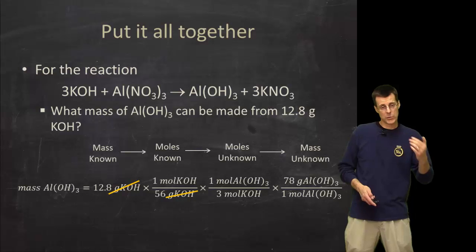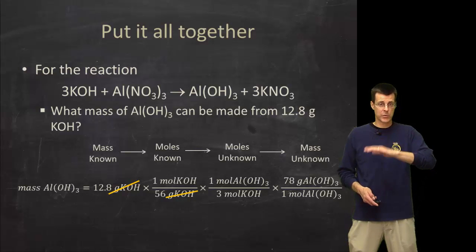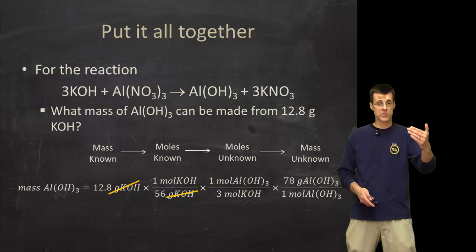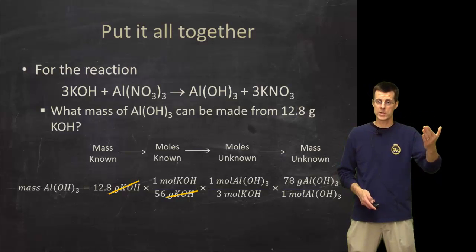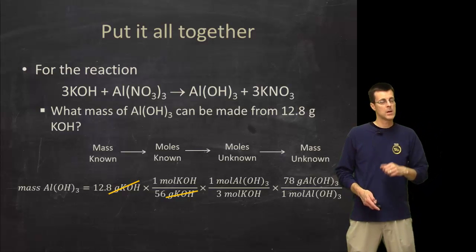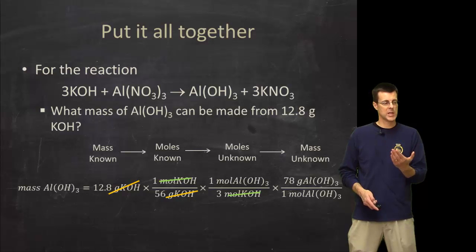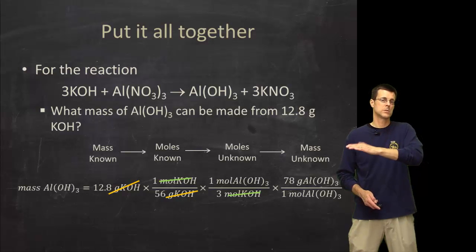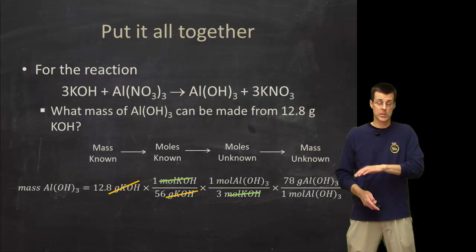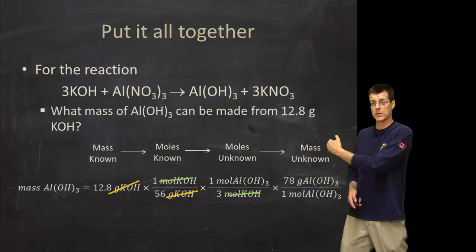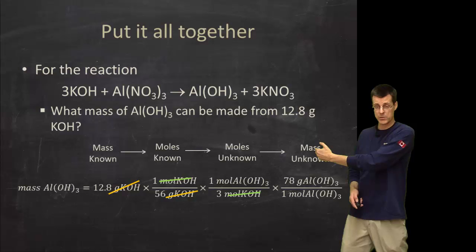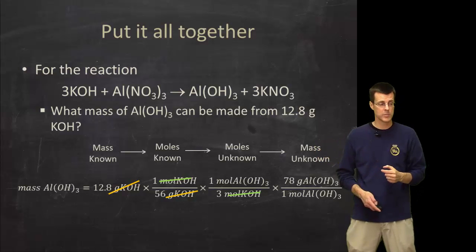So our grams of potassium hydroxide cancel with grams of potassium hydroxide. One on the top, one on the bottom. If they're both on the top, they can't cancel. If they're both on the bottom, they can't cancel. One on the top, one on the bottom. Then moles of potassium hydroxide will cancel with moles of potassium hydroxide on the bottom. One on the top, one on the bottom. But I got that because that's my conversion factor from moles of potassium hydroxide to moles of aluminum hydroxide.